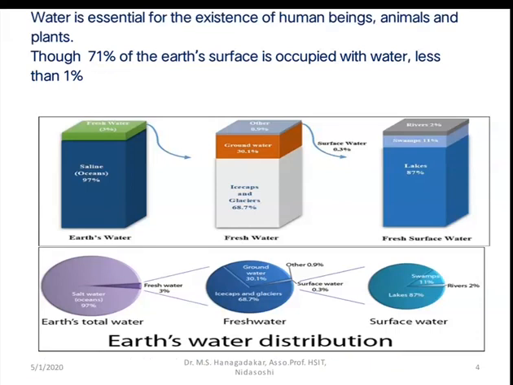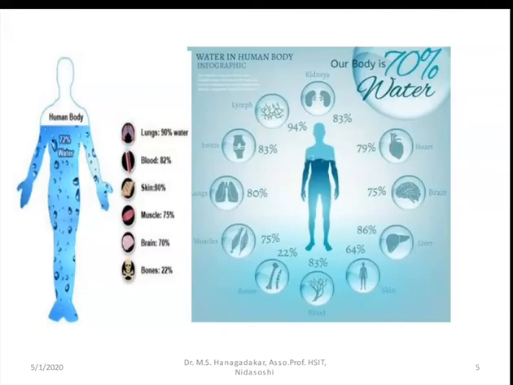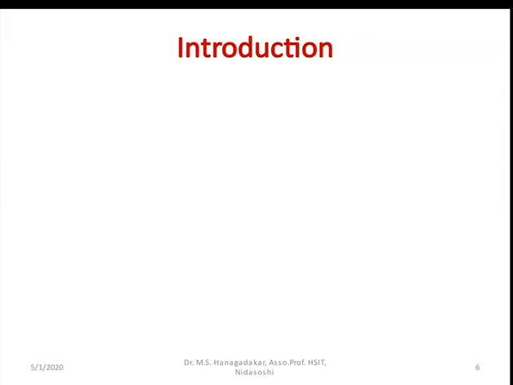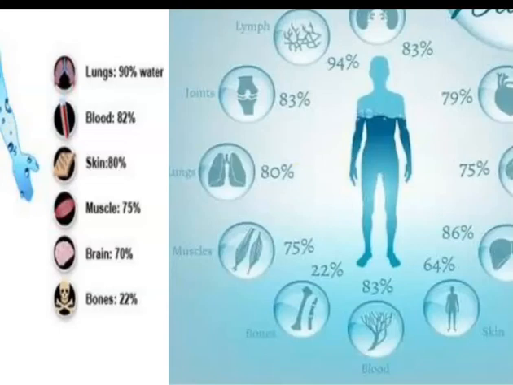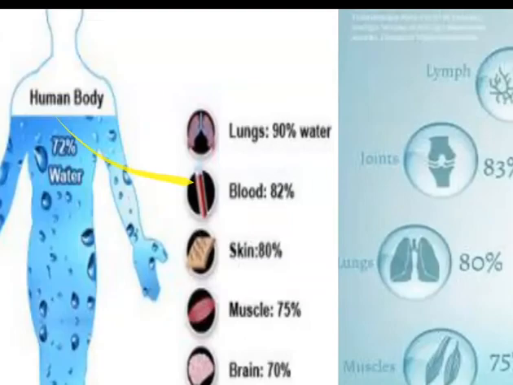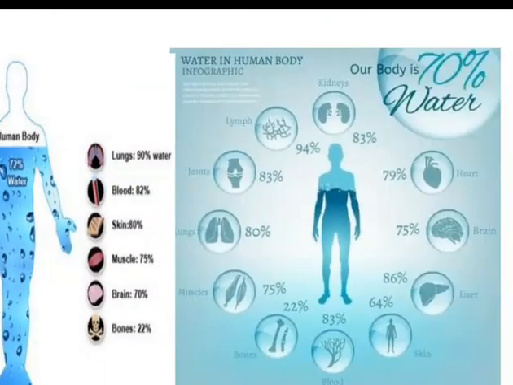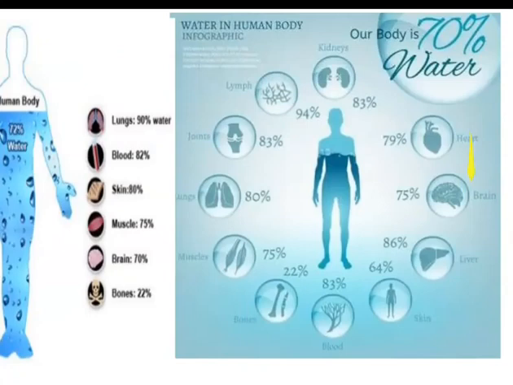Now, if you consider the importance of water in human beings, this slide is very important to know. You can observe that around 72% of water is available in the human body. Among this 72%, in what way it is distributed in the organs of our body, that is what you can observe here.